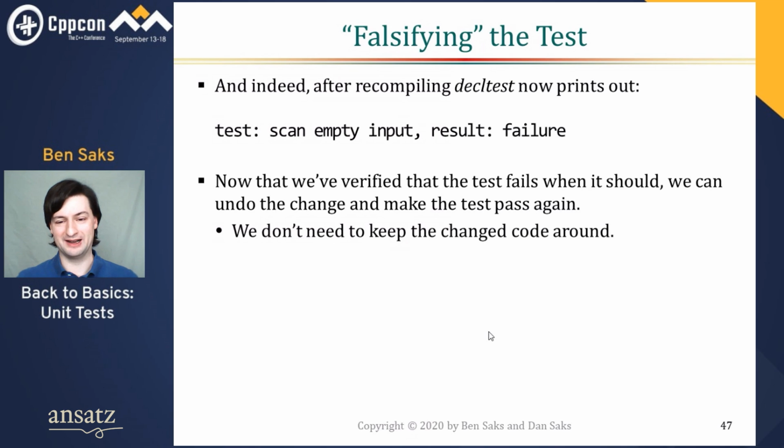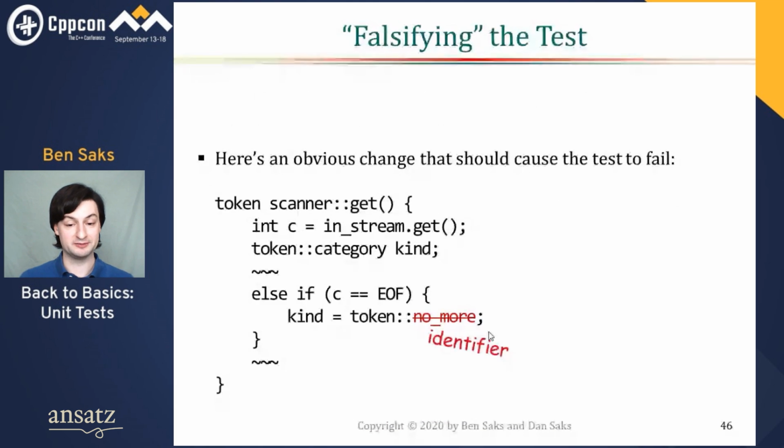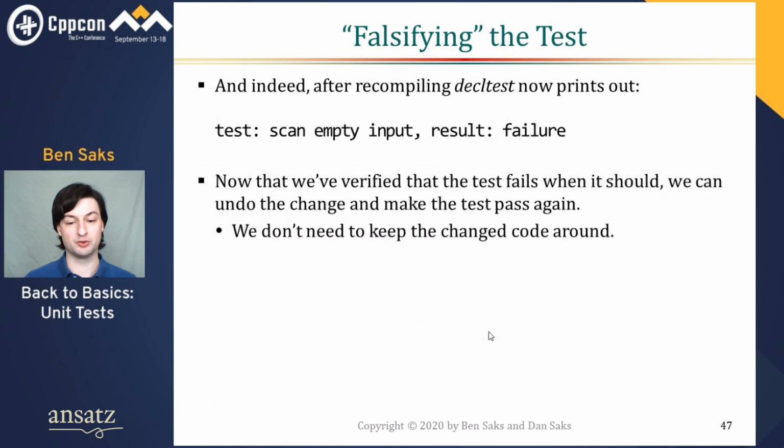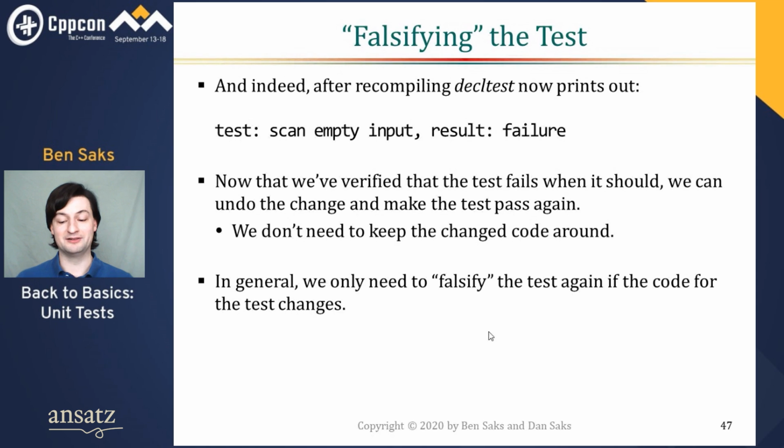Now that we've done that, this is a pedantic little change. I realize that I've made it kind of trivial by using a fairly simple test. In reality, it's not always going to be that simple, but this just illustrates the basic idea that you want to know both that your test will succeed when it's supposed to succeed, and that it will fail when it's supposed to fail. Now that we've done this verification, we can go back, undo this change here, and restore the test to passing condition. We don't need to keep that change around. And in general, we won't need to falsify the test again unless the code that runs the test itself actually changes.